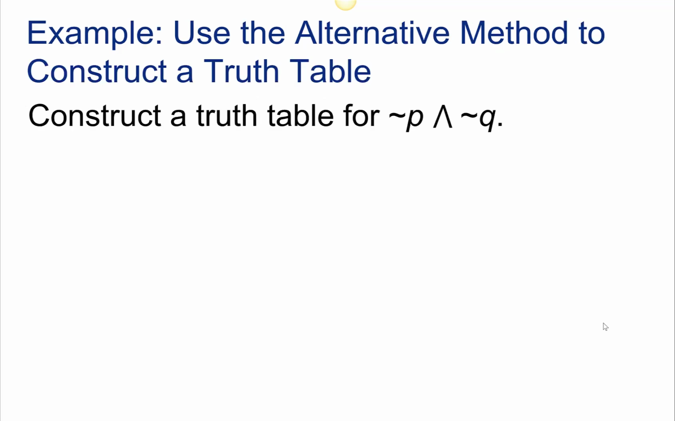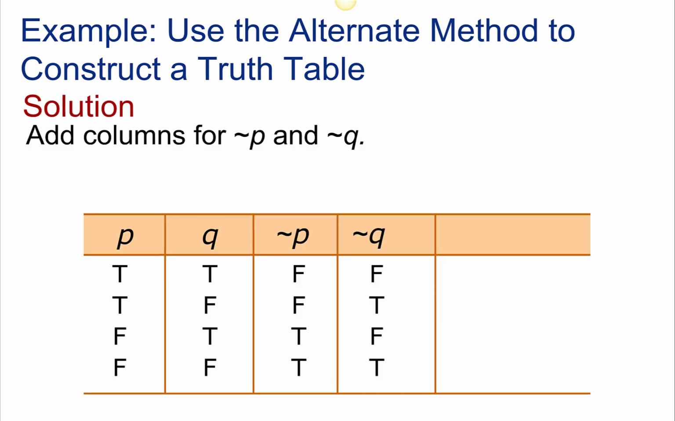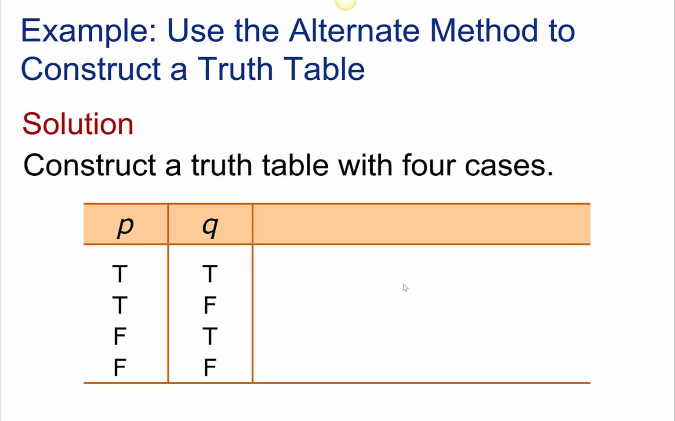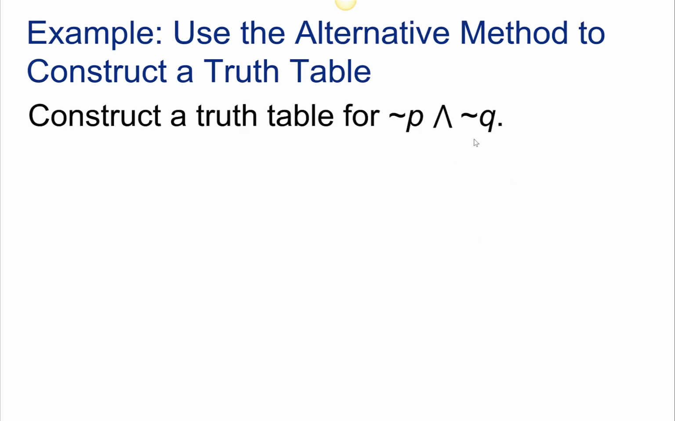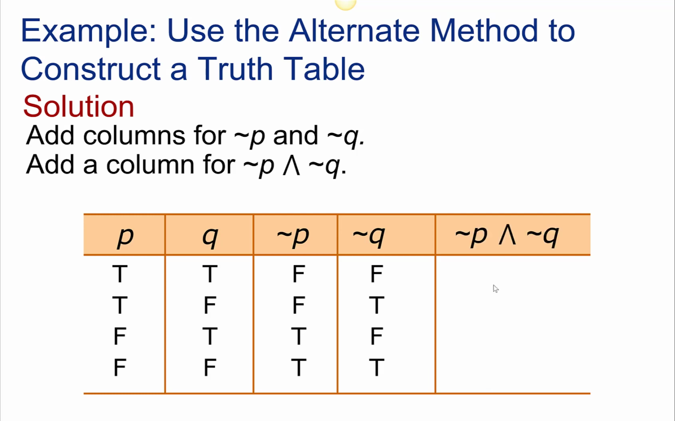Let's do another one. This is an alternative way to set up the truth table. So we've got the 4 cases on the left side, and then I'm going to add columns for not P and not Q. So I'm going to take each of the P truth values, because if I go back for a second, here's what I'm evaluating, not P and not Q. So I put over the negations of the P truth values here, and then the negations of the Q truth values here. And then I'm going to add a column for not P and not Q right over here.